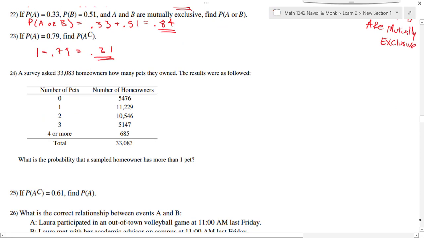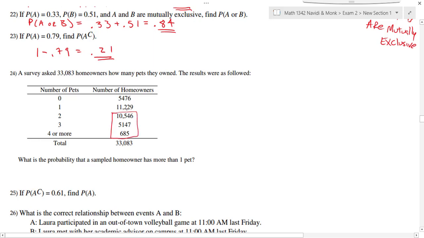Number 24. A survey asked 33,083 homeowners how many pets they owned. The results were as follows, and then we've got the information in the table. What is the probability that a sampled homeowner has more than one pet? How many of these have more than one pet? 2, 3, and 4 or more, so that's going to be these right here.